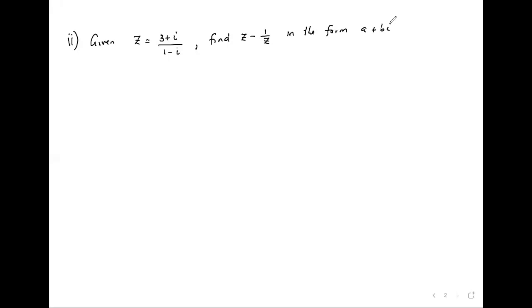Well, you are given the Z to use in this expression. Don't say where is Z. Z has been given. Okay. So this is going to be Z minus 1 over Z is equal to 3 plus I over 1 minus I minus 1 over 3 plus I over 1 minus I.